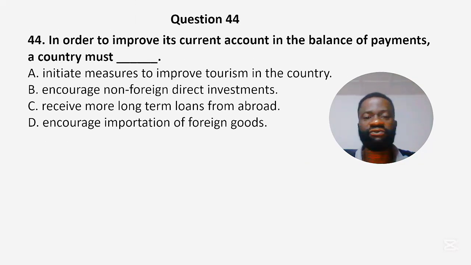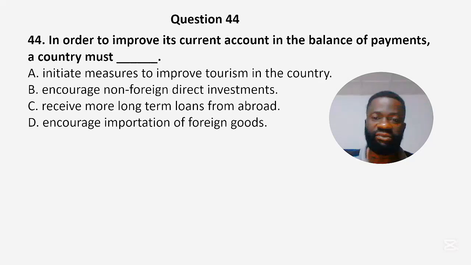Question 44. In order to improve its current account in the balance of payment, a country must dash. A. Initiate measures to improve tourism in the country. B. Encourage non-foreign direct investment. C. Receive more long-term loans from abroad. And D. Encourage importation of foreign goods.